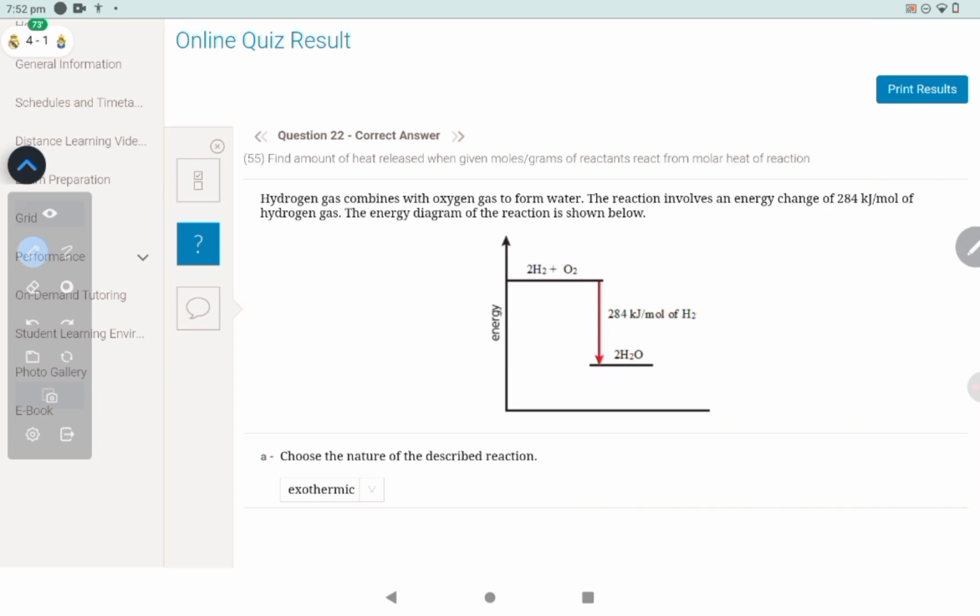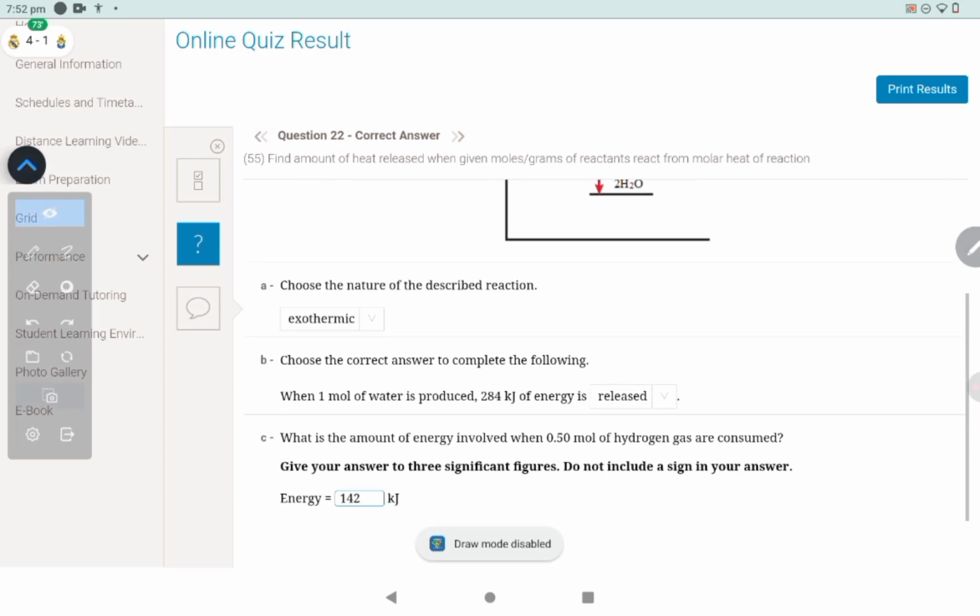So here they said nature of the described reaction. It's exothermic because it's hydrogen gas combining with oxygen gas to form water. And as you can see here, its energy is decreasing, so that means energy is being released. Now, when 1 mole of water is formed, 284 kilojoules of energy is released. Like we said, it's exothermic, so it releases energy.